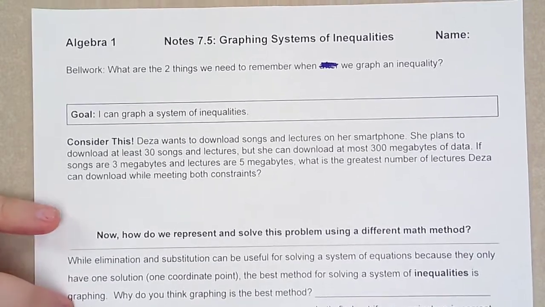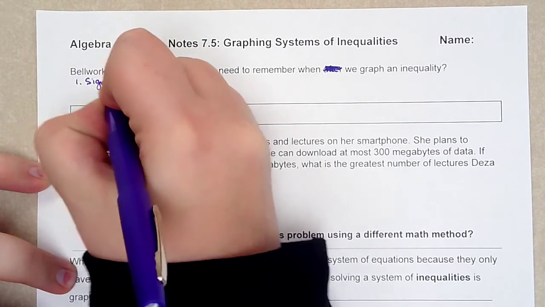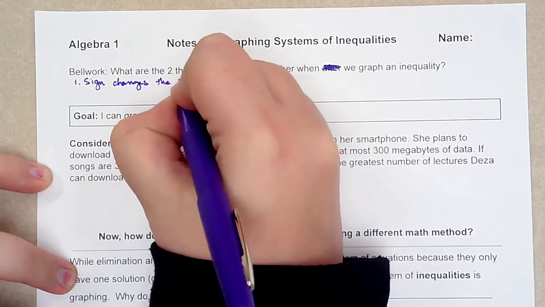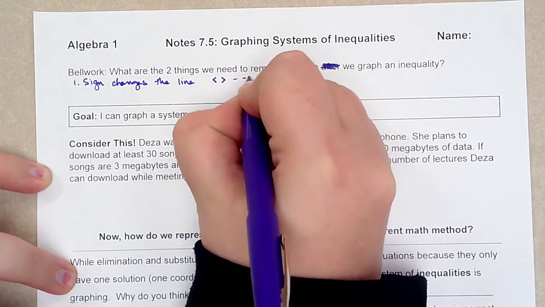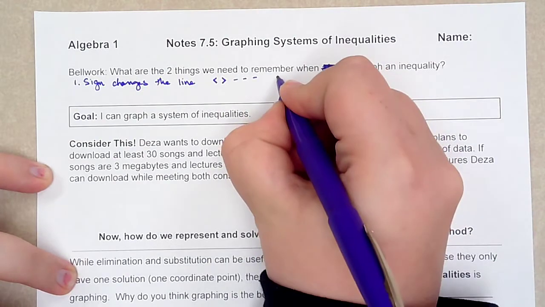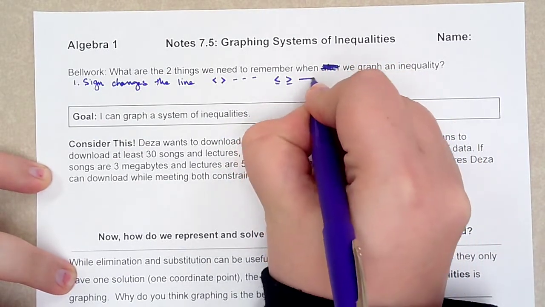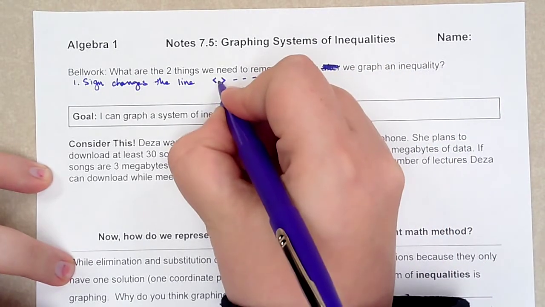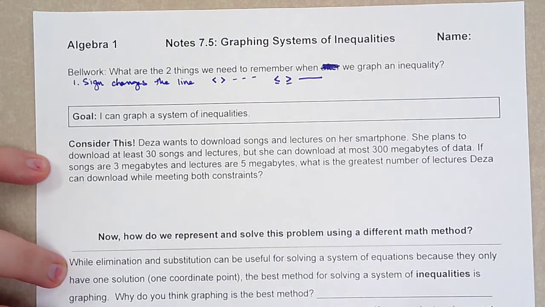So if you're like me, the first thing that you have to remember is that the sign changes the line. So if we had less than or greater than, that was just a simple dashed line. Whereas if we had the less than or equal to or greater than or equal to, that was a solid line. Much like this would be an open circle and this would be a closed circle on our graph.